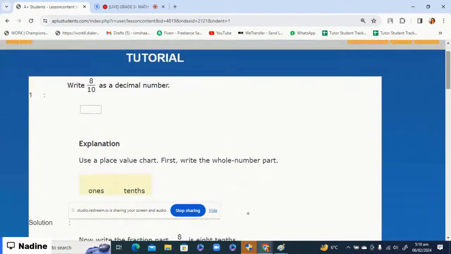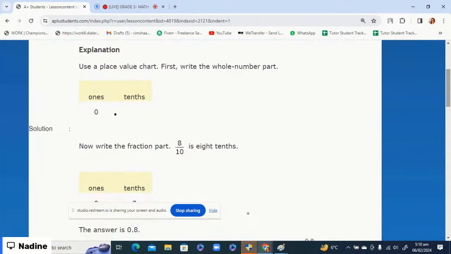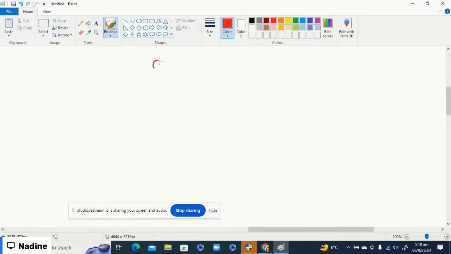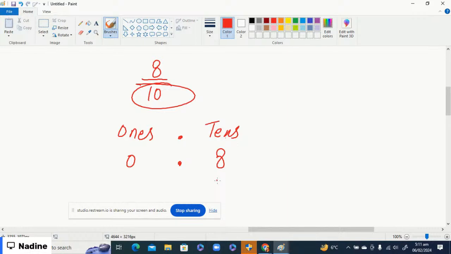Okay, 8 by 10 as a decimal number. The same thing, 8 by 10, is 8 over 10. So how can we use it? This is basically ones and then tens. How many zeros are here? Only one. Then putting the point here, this becomes 0 and then point as it is, because in the tens place it is the 8, because there is tens. So in the tens place we are putting 8.